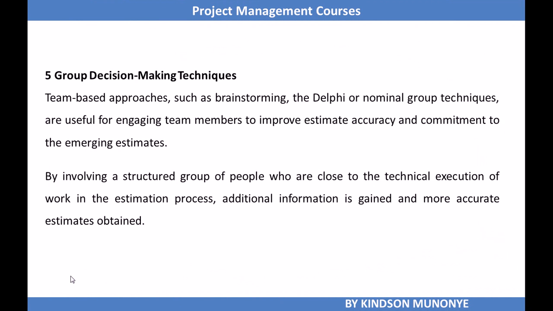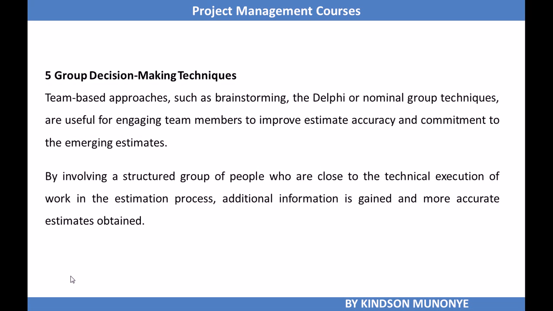Let's now look at the 5th tool and technique used for estimating the activity duration, and that is group decision making techniques. Prior to this, when we defined activities and collected requirements in project scope management, we talked about group decision making techniques. So what we are saying is that you have a group of experts coming together to discuss an idea, and then they come out with a decision.